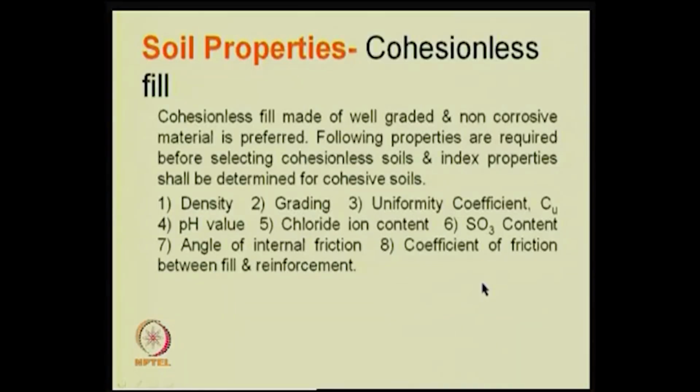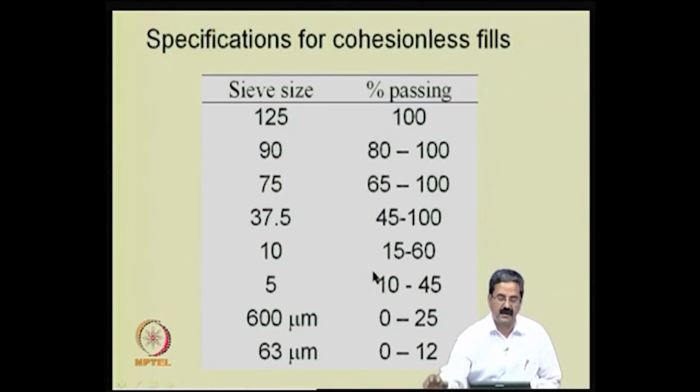So, the backfill properties are very important. Normally in codes we specify well graded, non-corrosive material, and we need to have the following properties: density, gradation, uniformity coefficient, pH value, chloride ion content, and all those properties are required. The coefficient of friction between the soil and reinforcement is also required. In fact, we say that the friction angle should be not less than 25 degrees or something, okay.